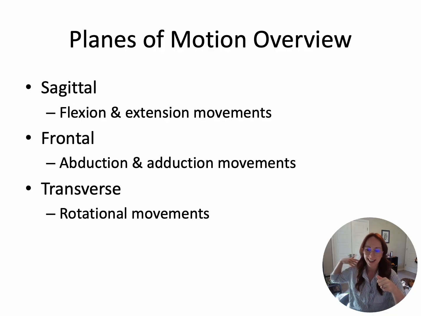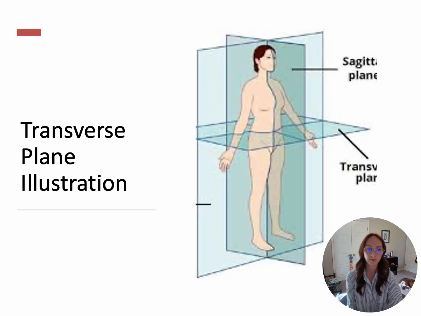We have a picture in a second to kind of tie over what this means. But so to divide it into front and back, you're going along that plane, and then transverse is dividing the body into upper and lower halves. So you'll have rotational movements at that plane.